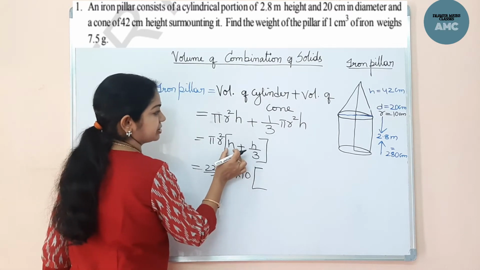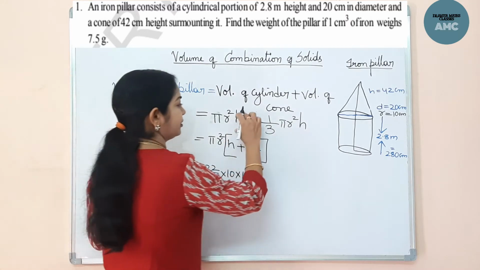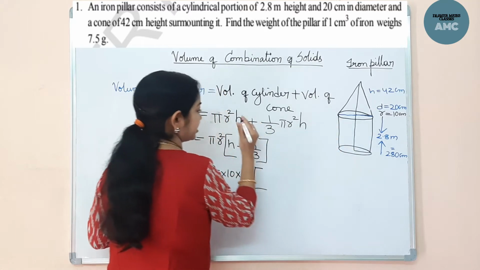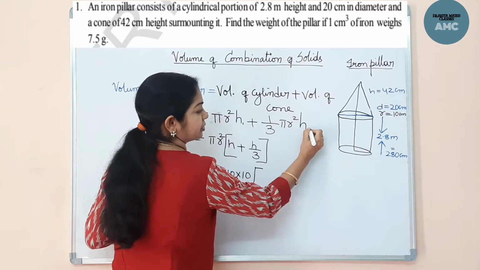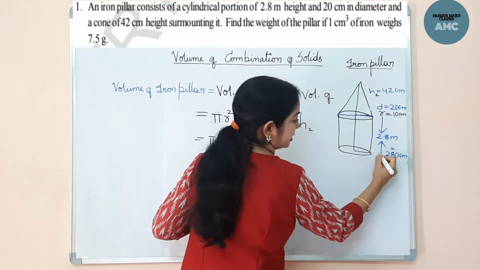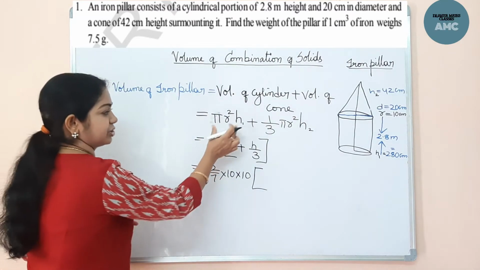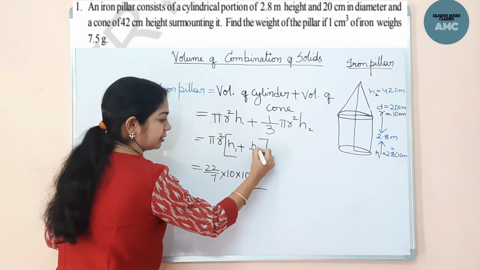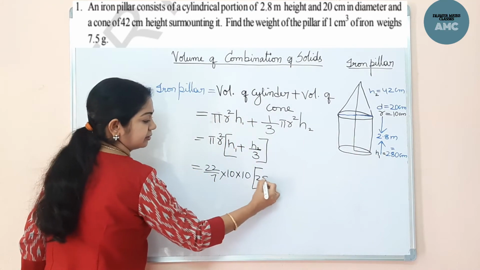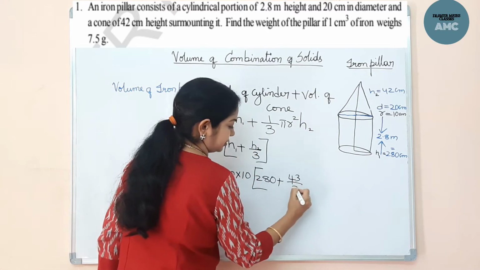Now this h is different. So let us make one here, because if you write h for both, we will write the height of the cylinder as h1 and the height of the cone as h2. Here let it be h2 and this part is h1. Because to differentiate, I am writing h1 and h2. Here also h1, h2. Now h1 is 280 centimeters plus h2 is 42 by 3.